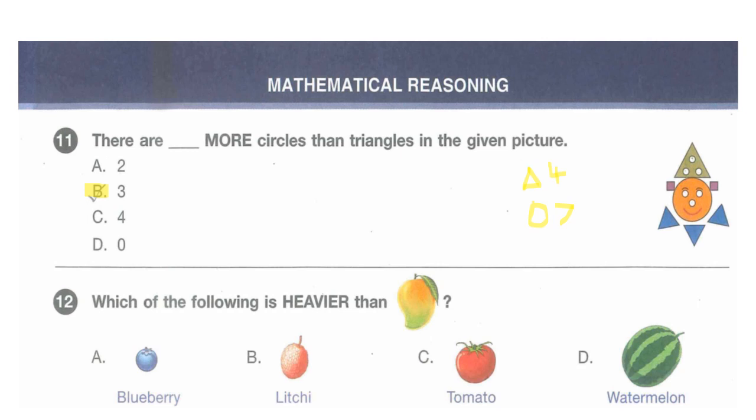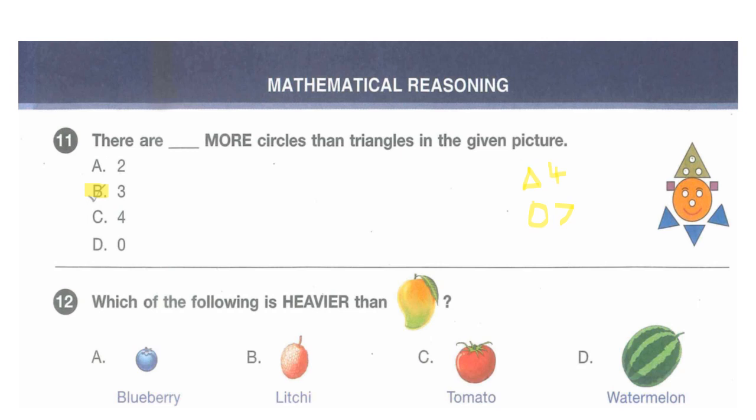So how many more circles than triangles? 3 more circles than the triangles. As you can see, circles are 7 and triangles are 4. So there are 3 more circles than triangles. Answer B.